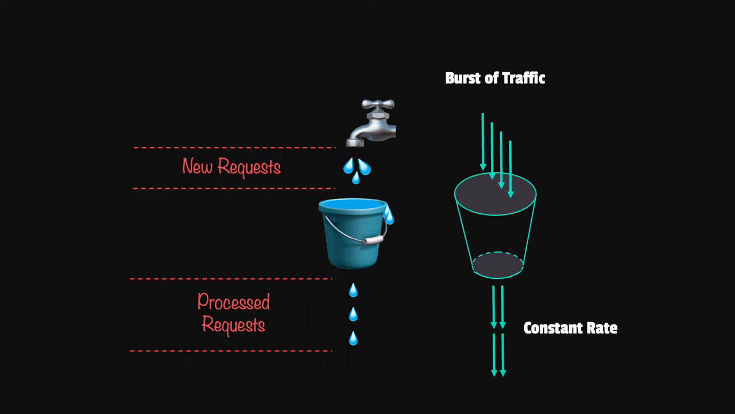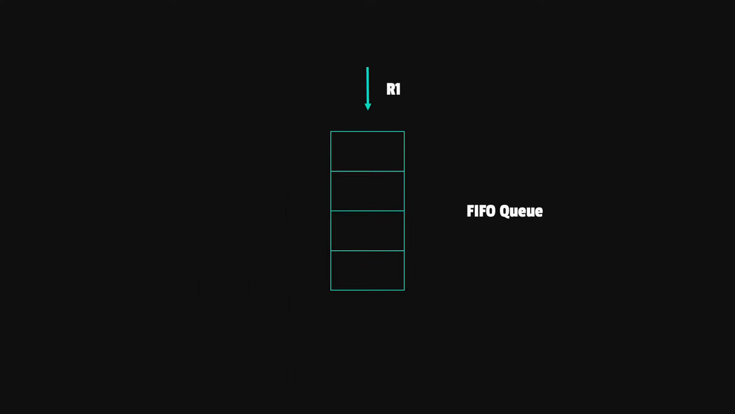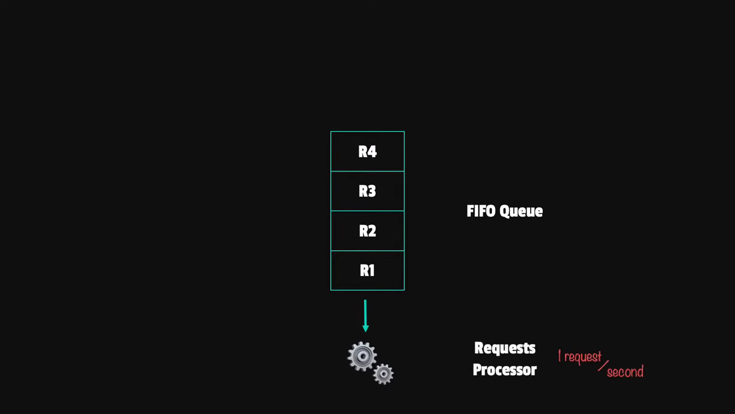Basically, the bucket is a queue where requests wait to be processed according to a first-in, first-out scheduling algorithm. When a request arrives, the system checks if the queue is not full before adding it. At regular intervals, requests are being pulled from the queue and processed. If the queue is already full, then new requests will be dropped.